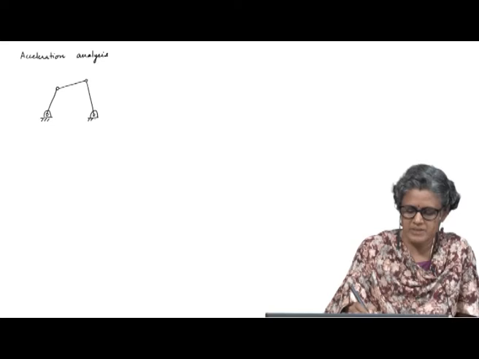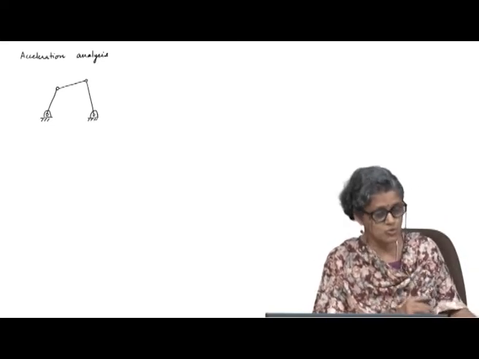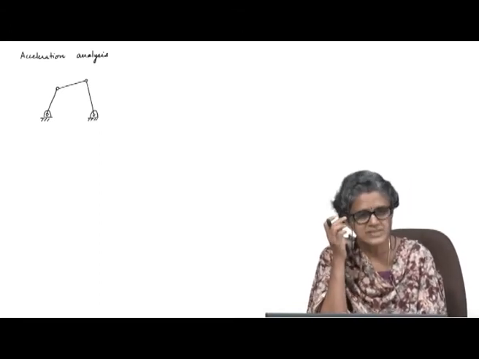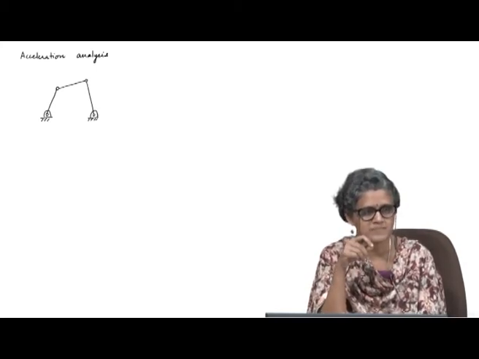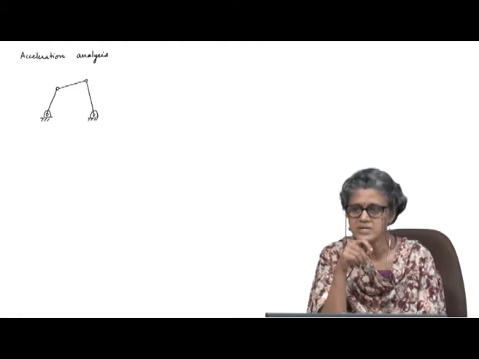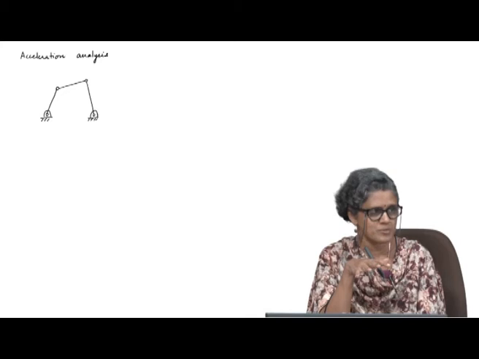So, we saw earlier how the acceleration component, or the acceleration difference between 2 points on the same rigid body, has a normal component and a tangential component. The tangential component is dependent on the angular acceleration, whereas the normal component is only dependent on the angular velocity of the body.